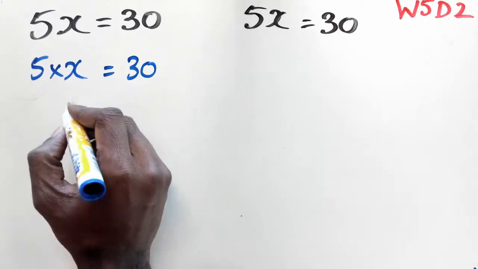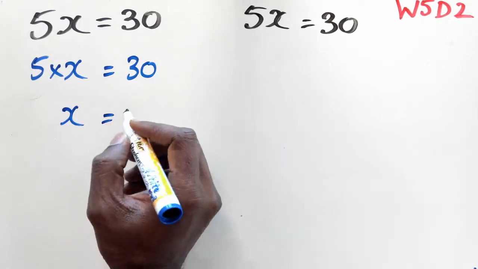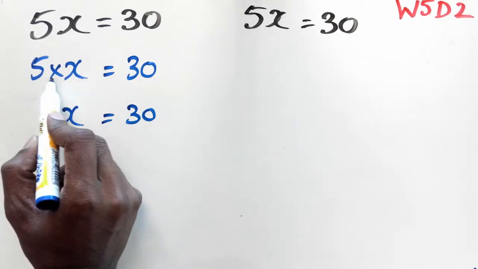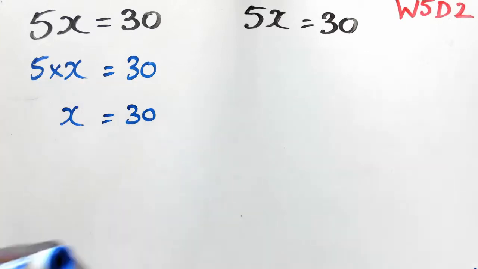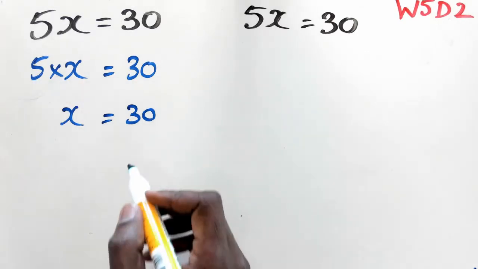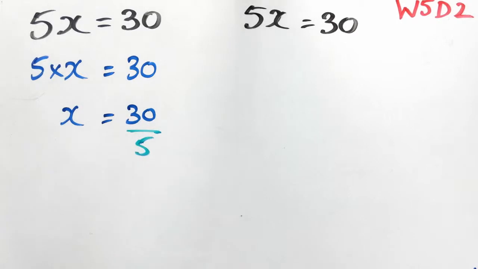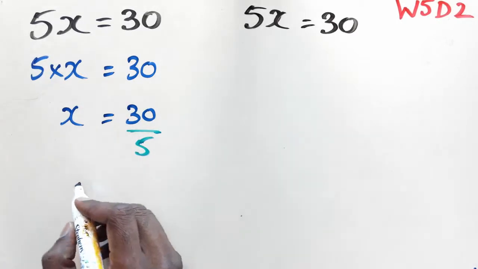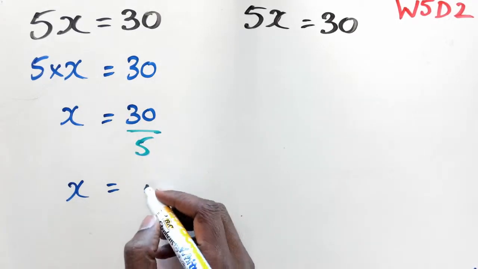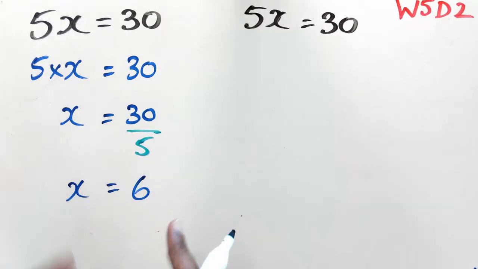I want to have x by itself, and the way I work it out is because 5 is getting multiplied by x, when I take it to the opposite side of the equal sign, it actually becomes divide by 5. And so we can now rewrite this as x is equal to 30 divided by 5, which is 6. That's one way of doing it.